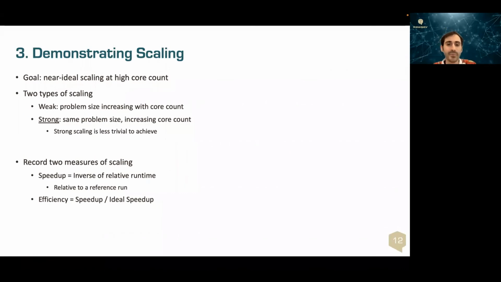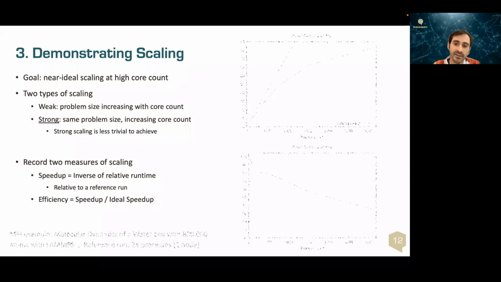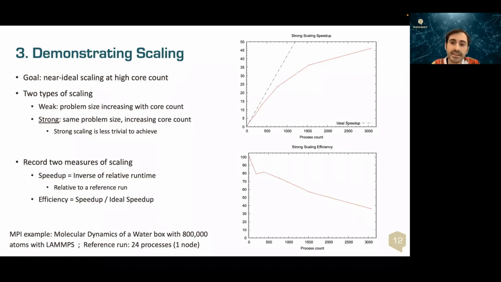Well, in an ideal parallel world, if I use double the cores, it takes me half the time to get the answer. If I take 4 times the cores, it takes me 1/4 of the time to get the answer. This is the ideal speed up. Then there is the real one. Let me show you the example with the very same benchmark with LAMMPS that I showed in the previous slide.